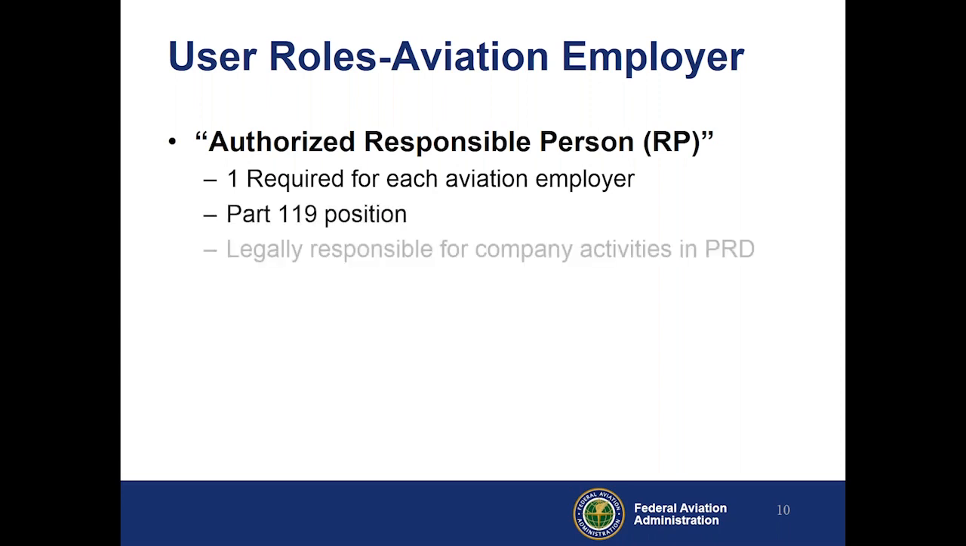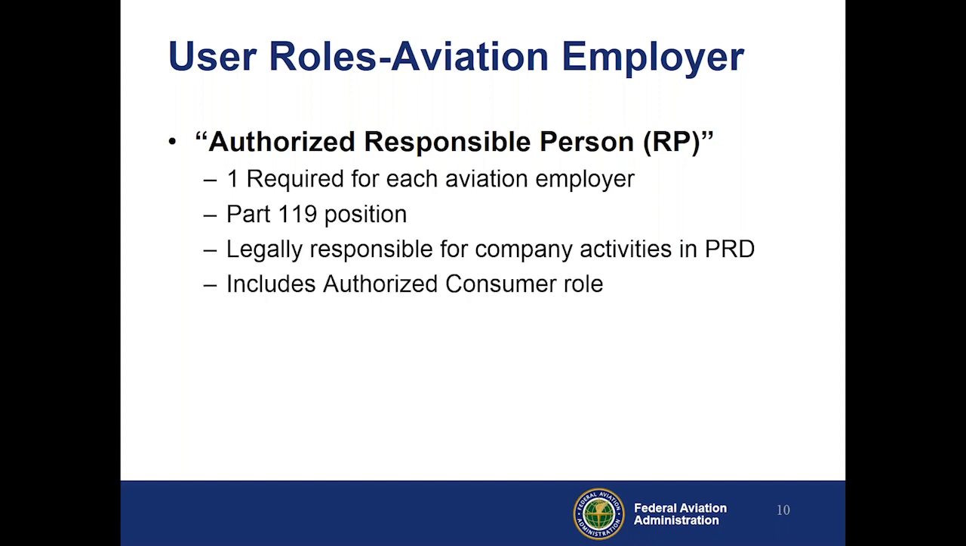Now, it can't be just anyone. It has to be a Part 119 position. So we're talking about the chief pilot, the director of operations, director of safety, that sort of thing. Okay, and that's for legal reasons, because the person that is the responsible person is legally responsible for what happens in PRD. Okay, so if the system is abused or anything of that sort, it ultimately becomes the responsibility of, well, the responsible person. And that's what I just mentioned there, that they are legally responsible for company activities in PRD.